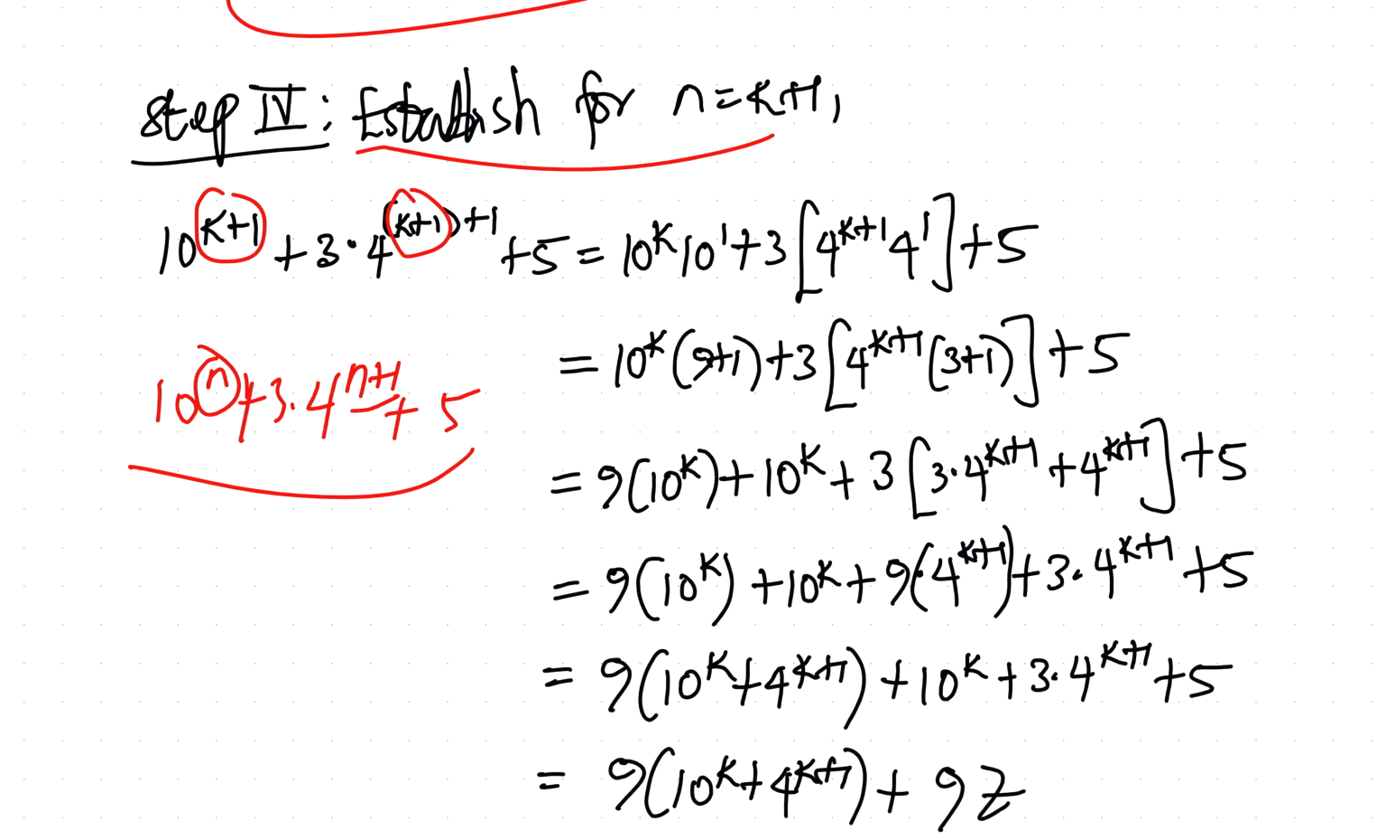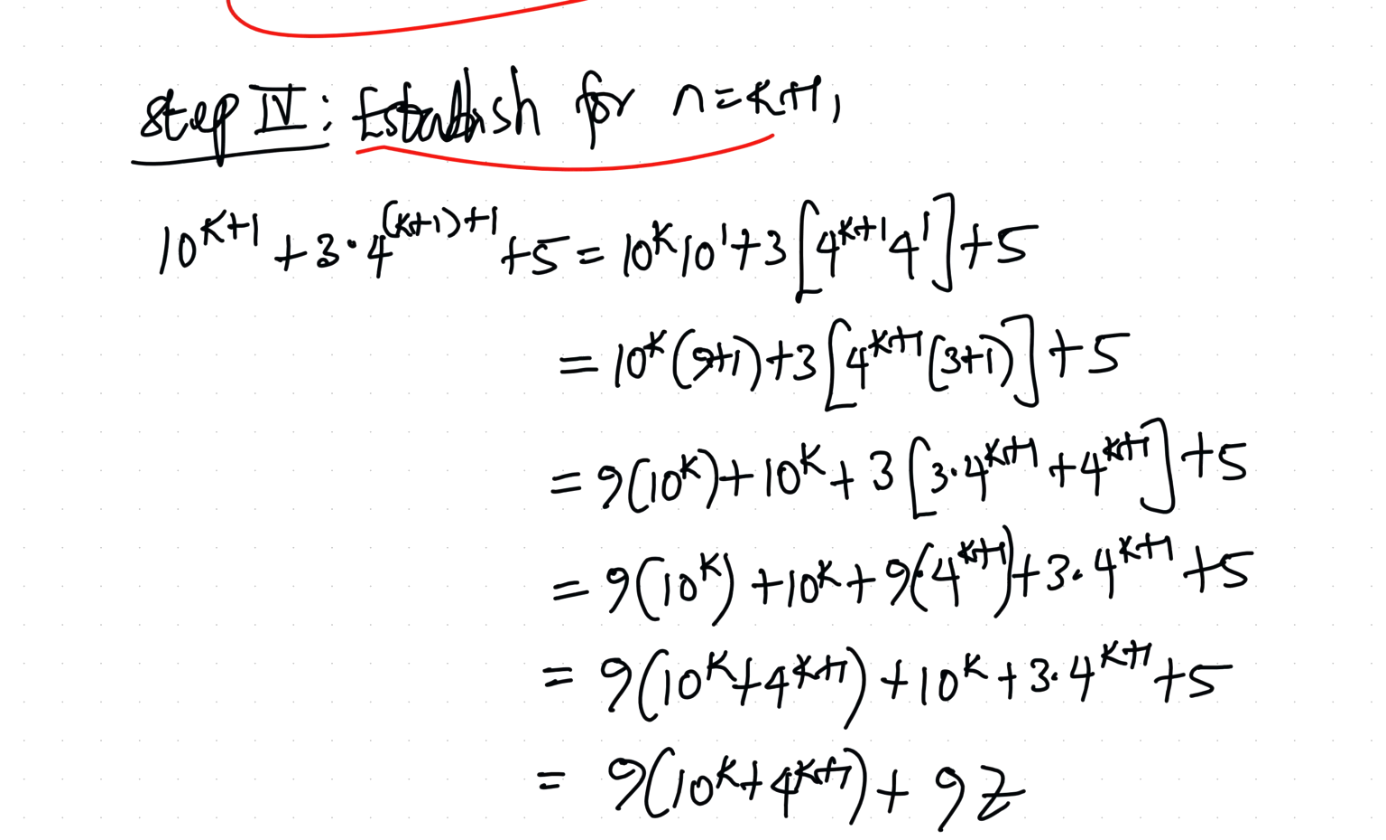Okay, so plus 5, right? So the next thing is, you need to make some moves to get to the result. What is happening here is that 10 raised to the power k+1 is the same thing as 10 raised to the power k times 10 raised to the power 1, from the law of indices, right? 10 raised to the power k times 10 raised to the power 1 is the same thing as 10 raised to the power k+1. So we can break it down this way.